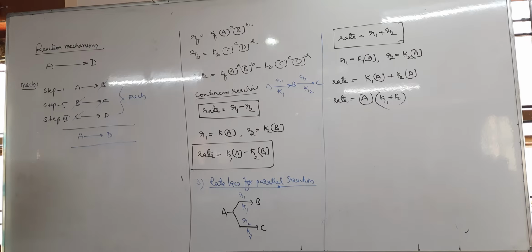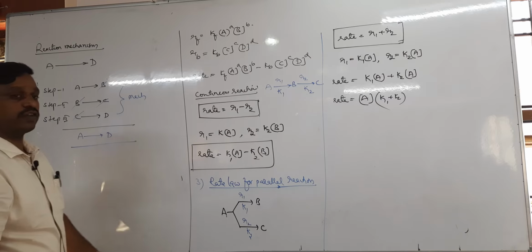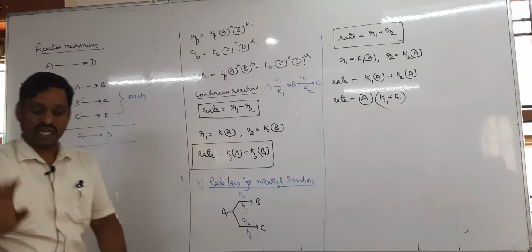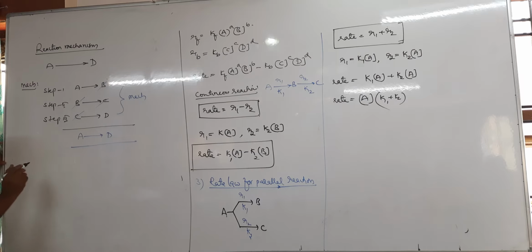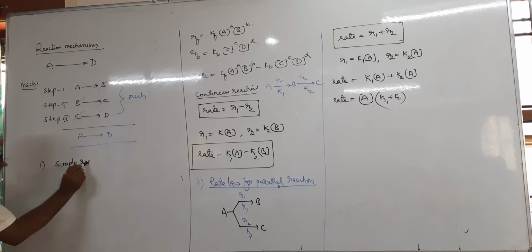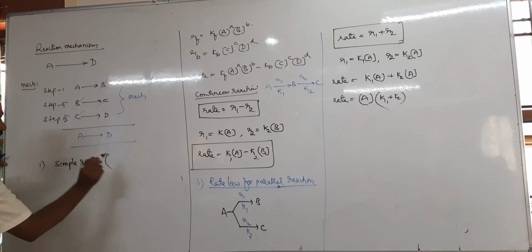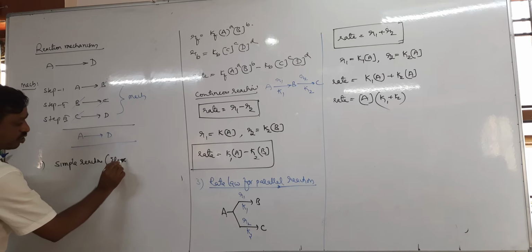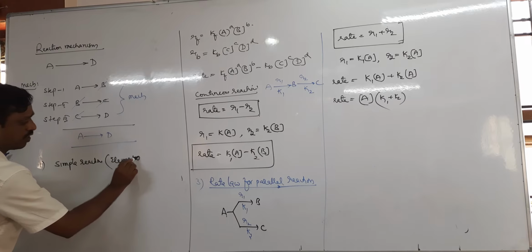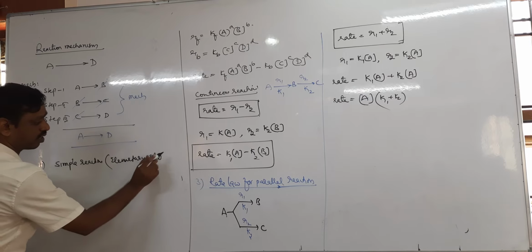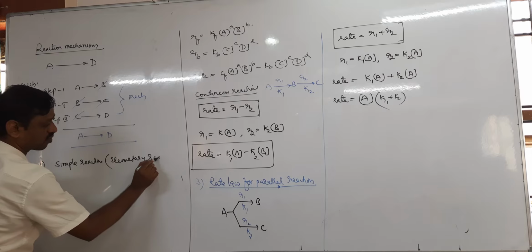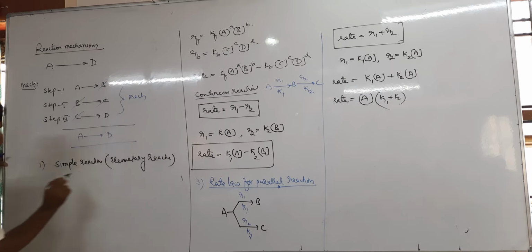Alright. Now based on reaction mechanism, reactions are usually classified into two types. One, simple reactions, they are also called elementary reactions. Simple reactions are called elementary reactions. This word is very commonly used, elementary reactions. And the second one is complex reactions.